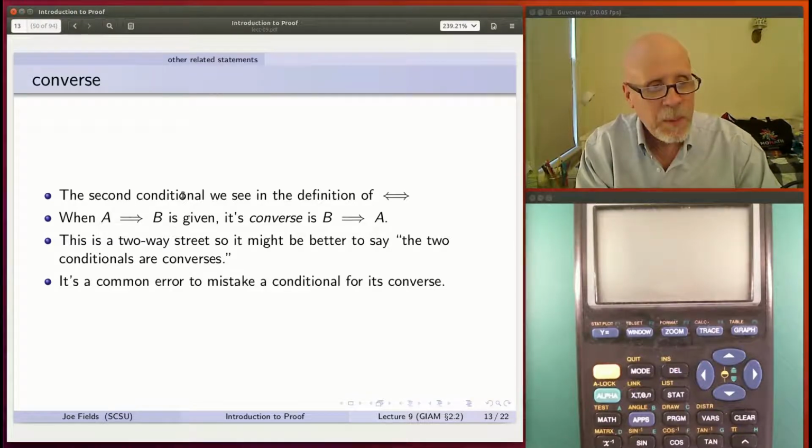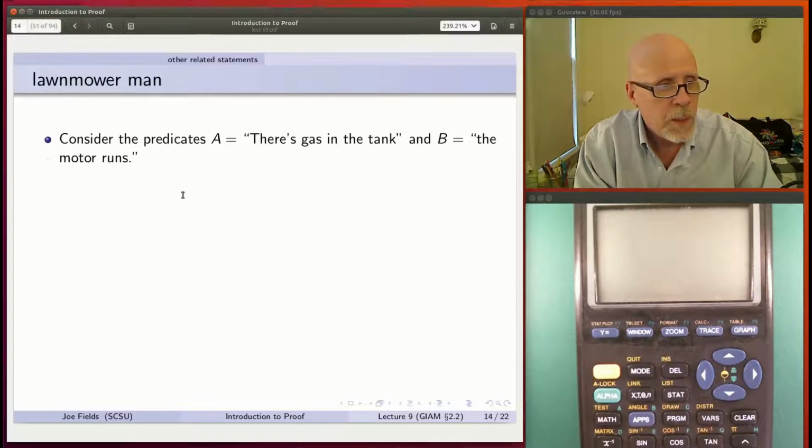It's a common error. It really is a very common error to mistake a conditional for its converse. People mess this up all the time. When you really get a strong handle on which direction is the intended statement and which is the converse, you'll notice these things. So start watching out for the way people get these wrong.